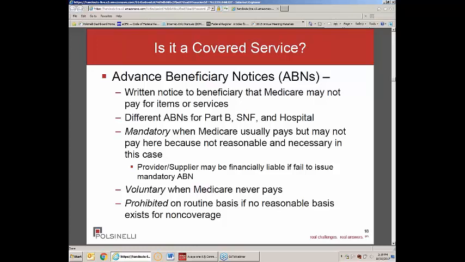And the reason for the lack of coverage determines whether or not a provider or supplier is required to issue the ABN. So for example, an ABN is mandatory when the service is one that may typically be covered by Medicare, for example, a routine lab test, but it's not covered here because Medicare doesn't consider it medically necessary for that patient in those circumstances. If a provider or supplier fails to issue the ABN in that instance, it can't bill the patient if and when Medicare doesn't ultimately cover that service. By contrast, an ABN is not required when the service is on the list of non-covered items. So, if it's never covered by Medicare, then you don't need an ABN, and you can go ahead and bill the patient and recover your payment that way.